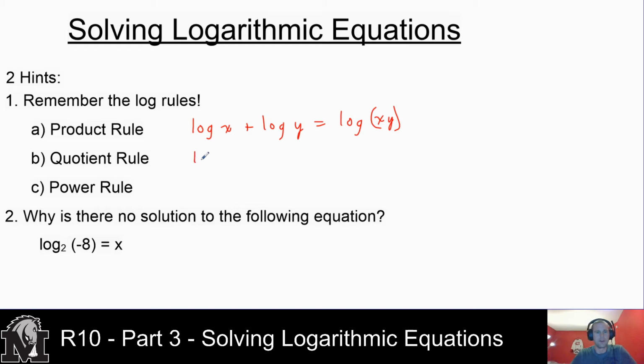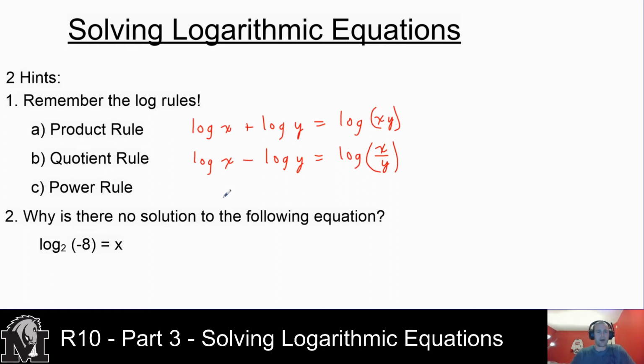The quotient rule is very similar, except this time rather than addition, we have subtraction. So log of x minus log of y, we can rewrite that, and that indicates division in our new argument.